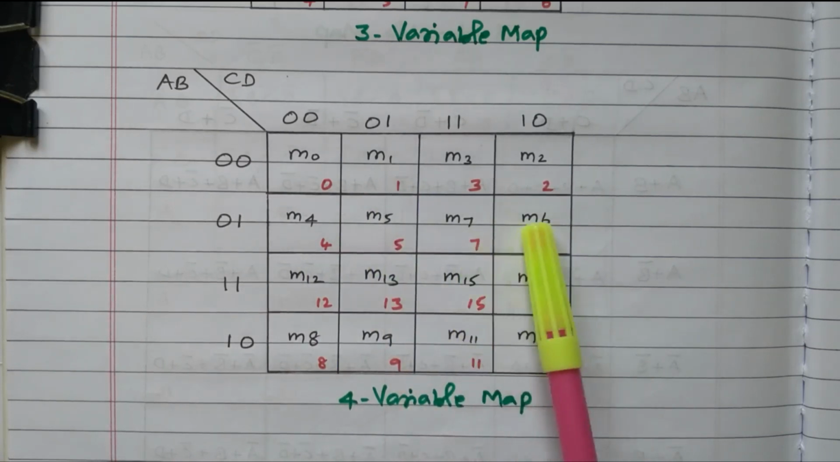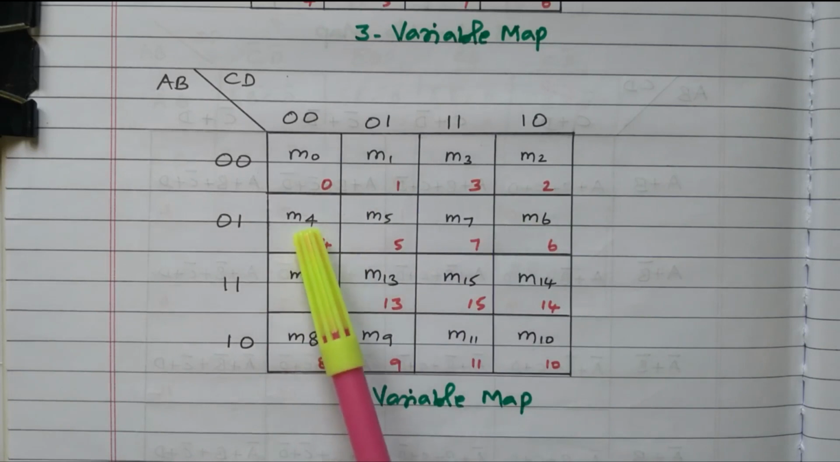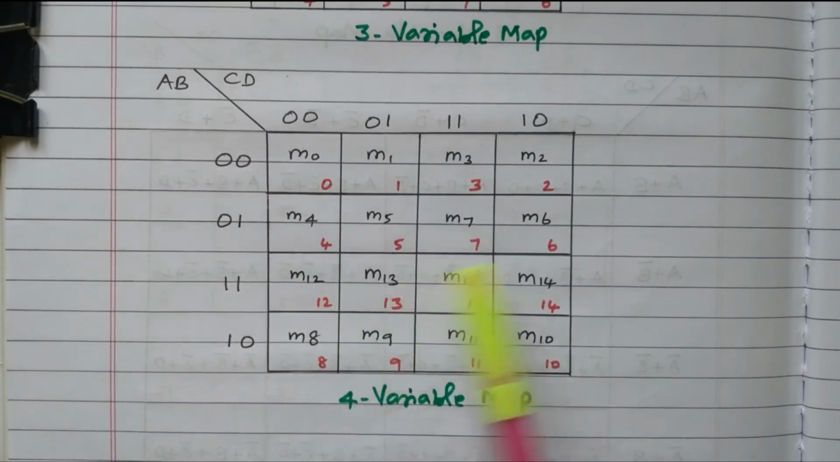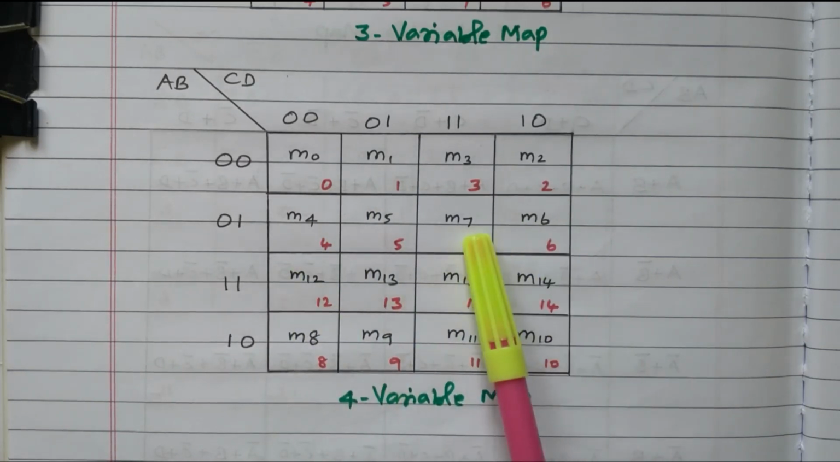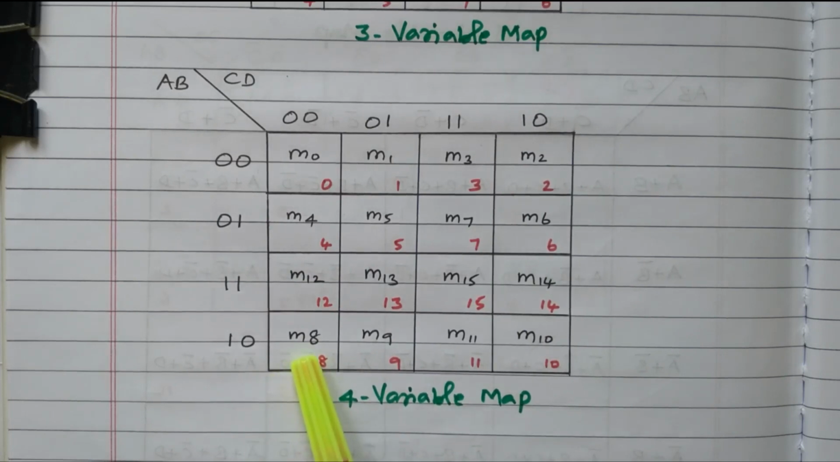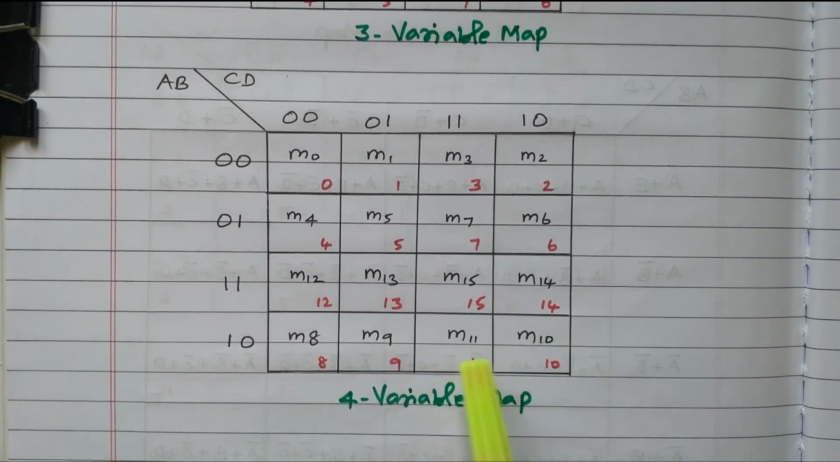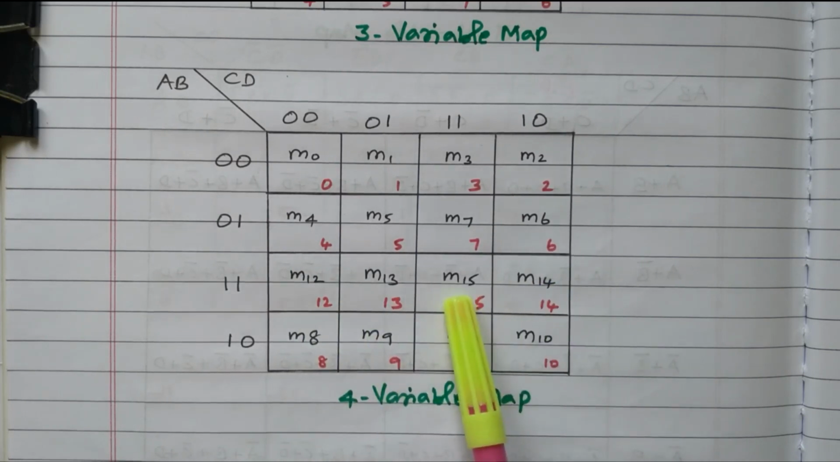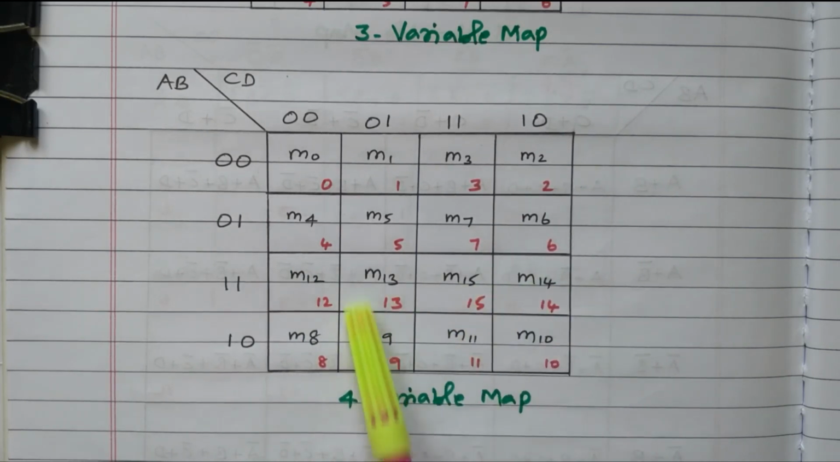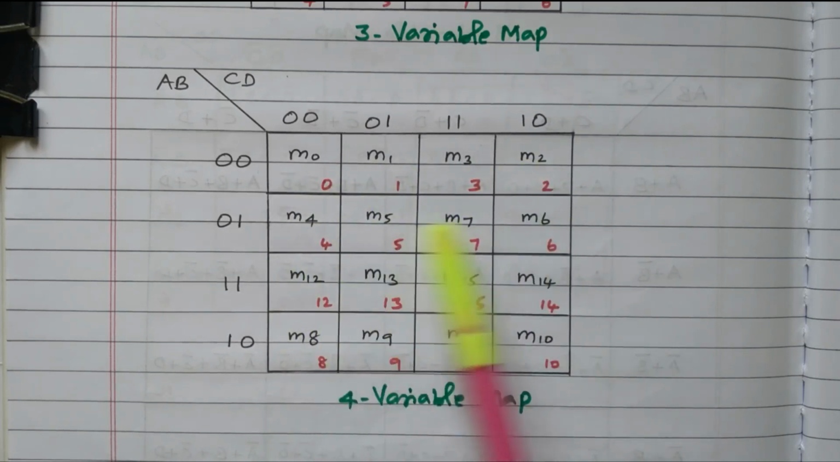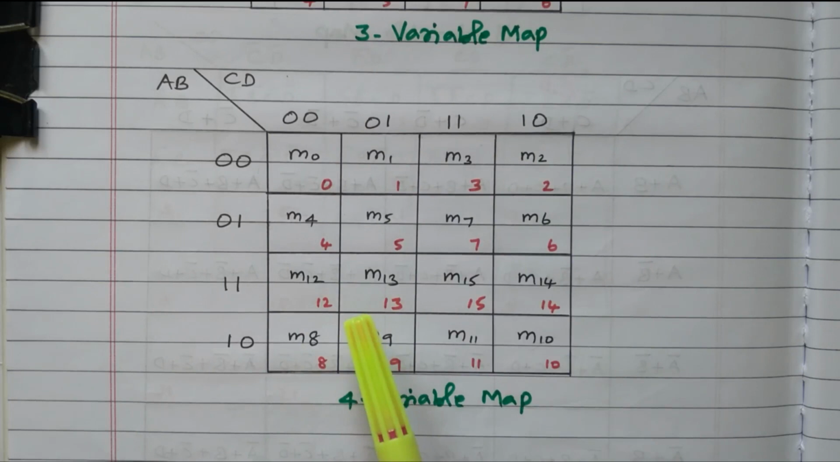There is an interchange between the third and fourth column. Similarly, there is an interchange between the third and fourth row also. After M7, M8 is available in the fourth row: M8, M9, M10, M11, M12, M13, M14, M15. There is an interchange between these two and these two, right? So we can directly refer to the min terms for the SOP form.